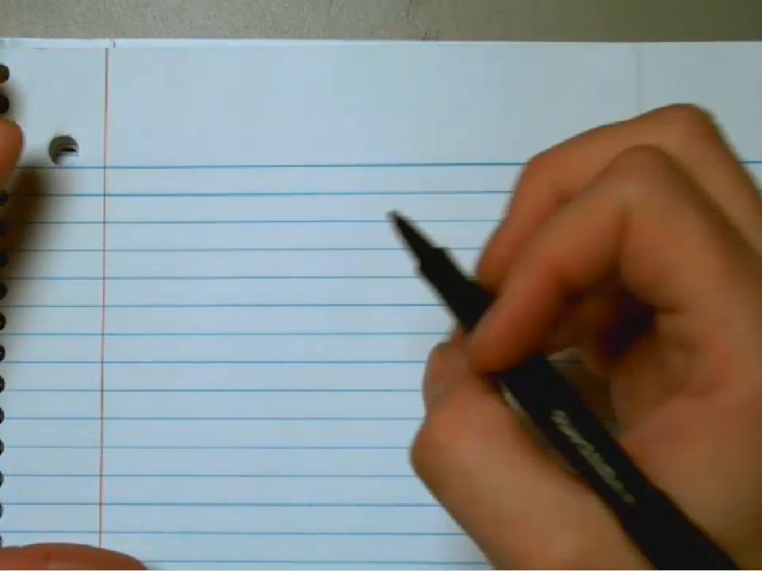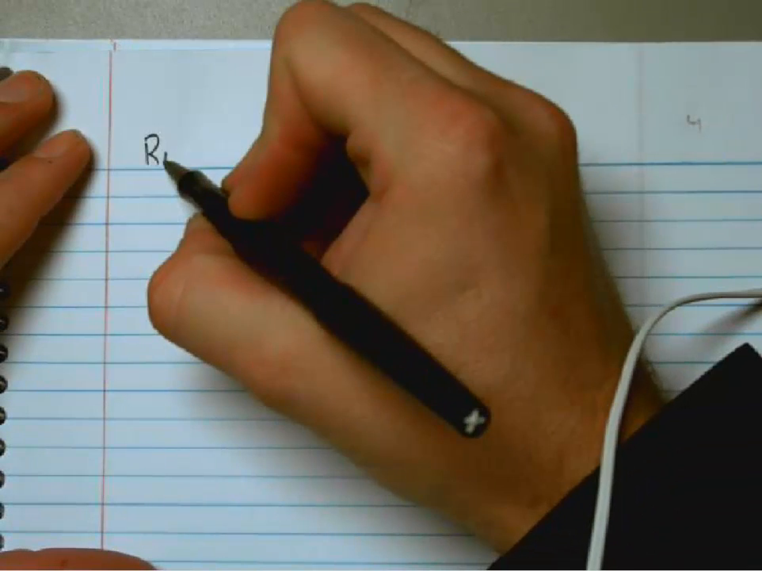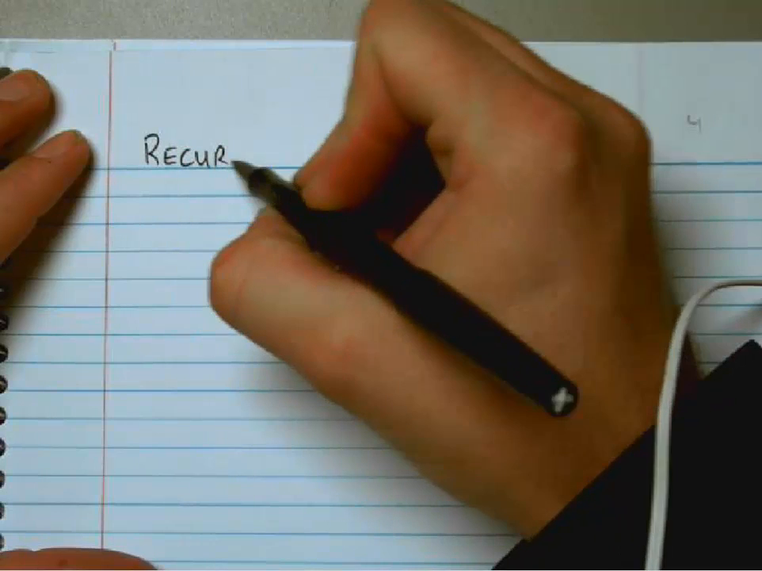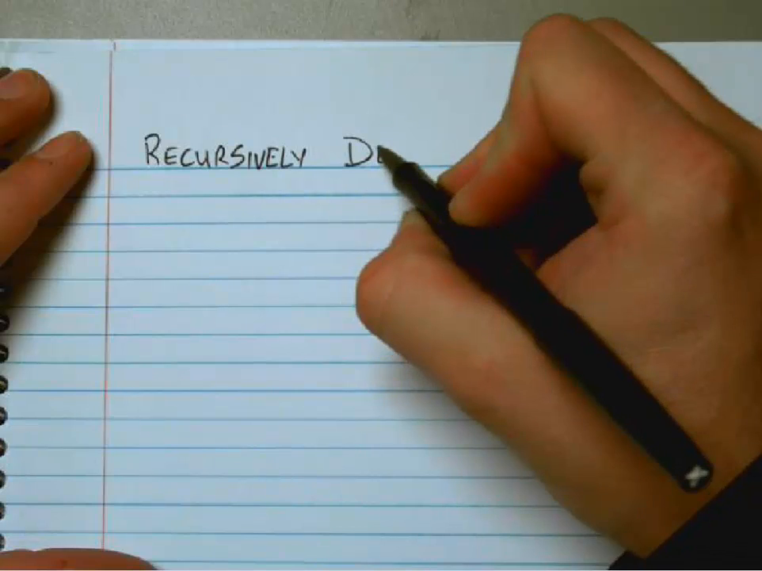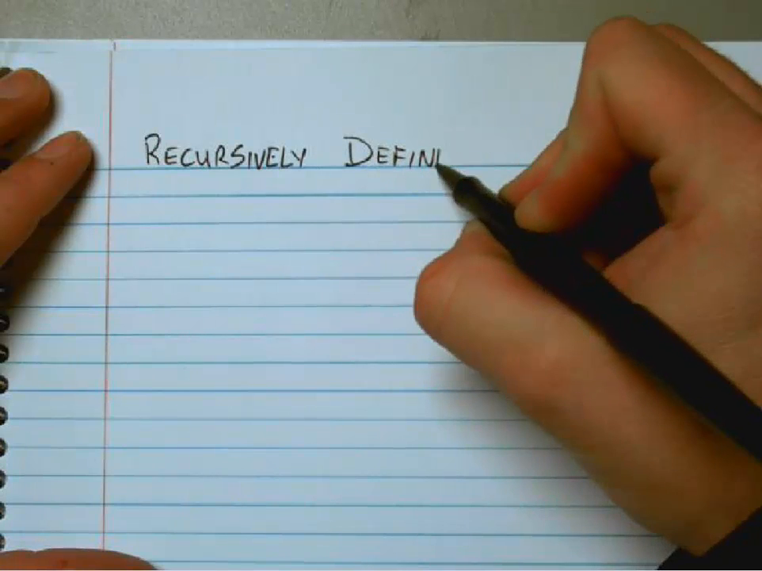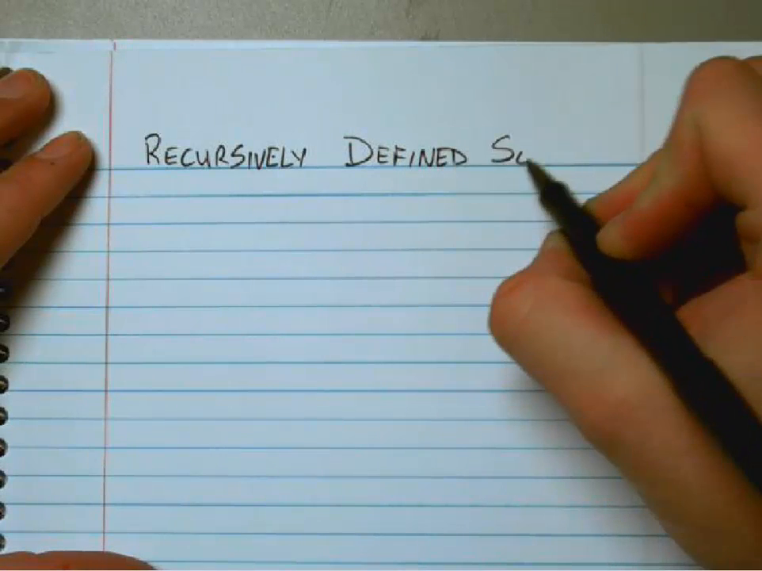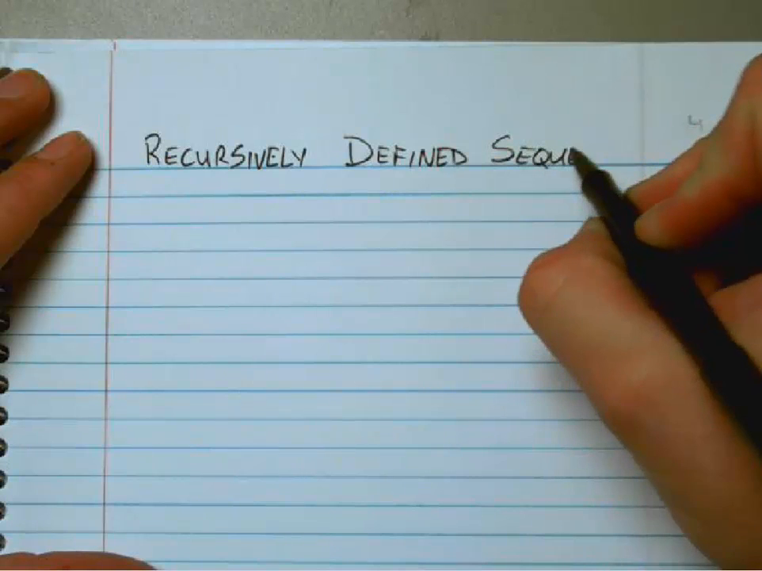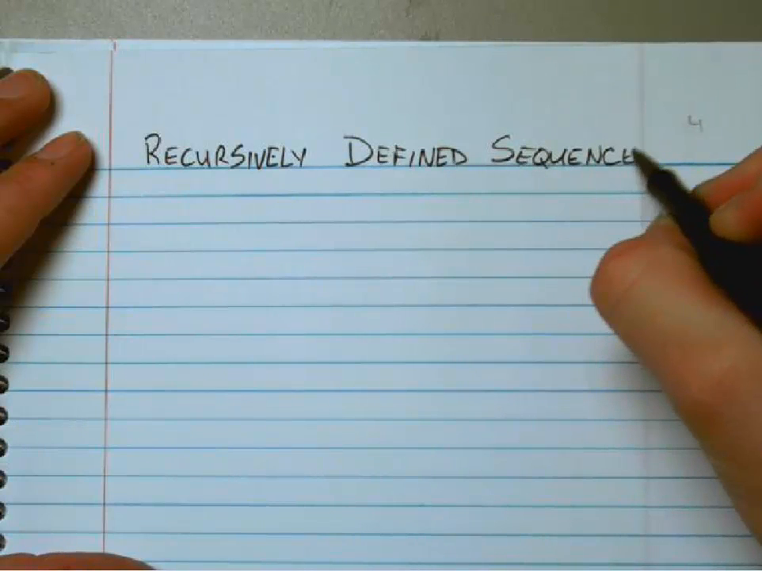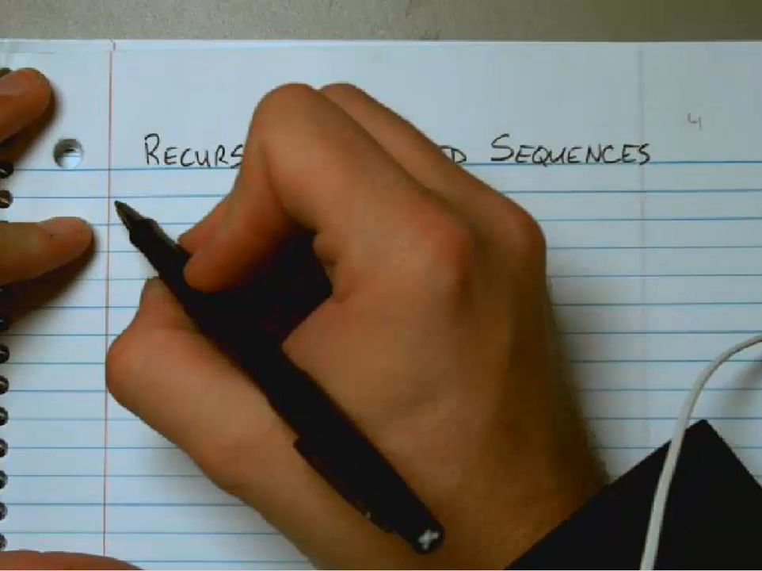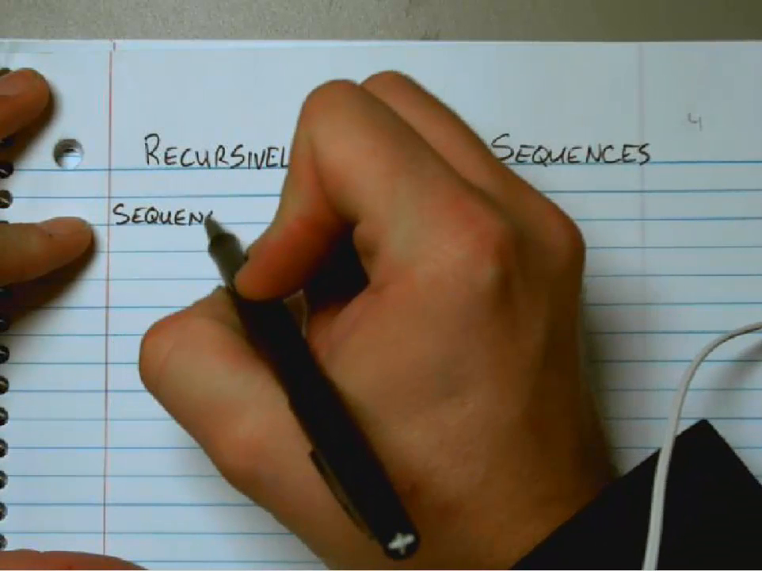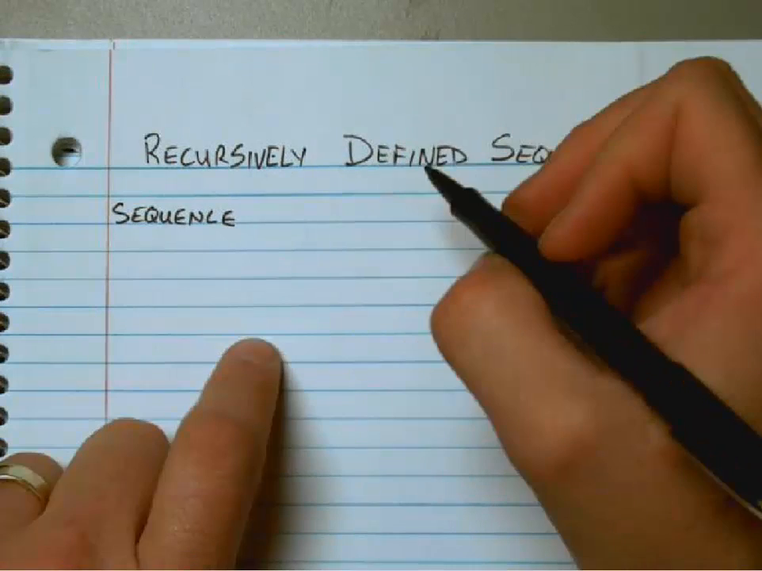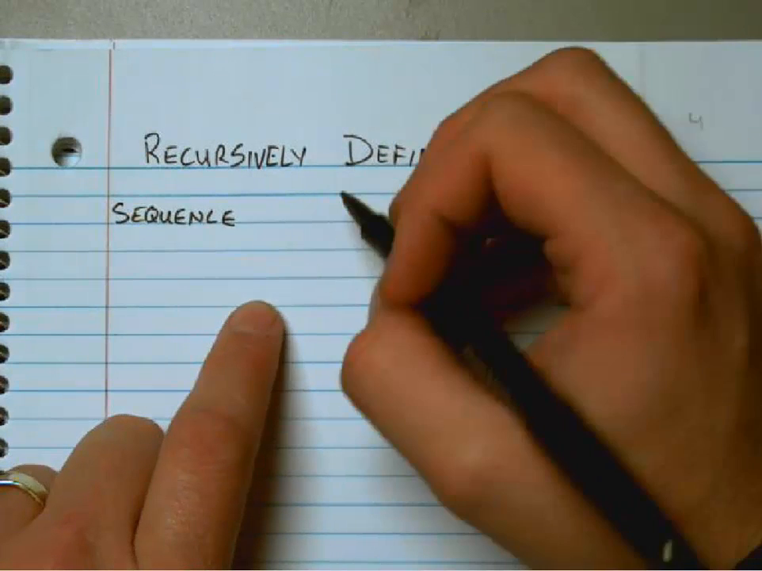So this is just a quick tutorial on recursively defined sequences. So what's a sequence? A sequence is a list of numbers in a particular order.